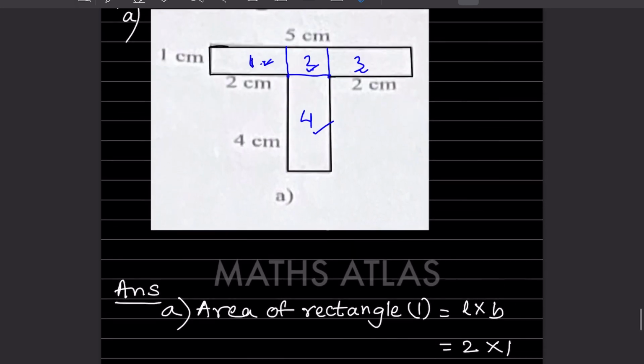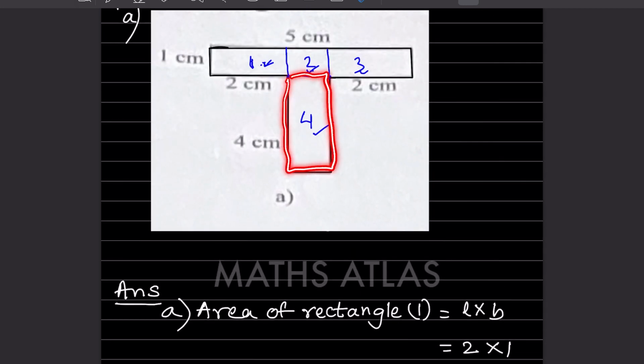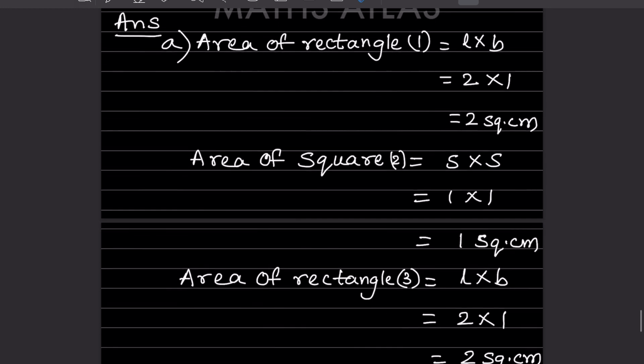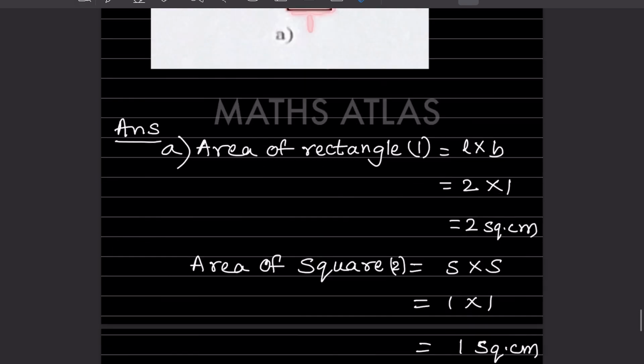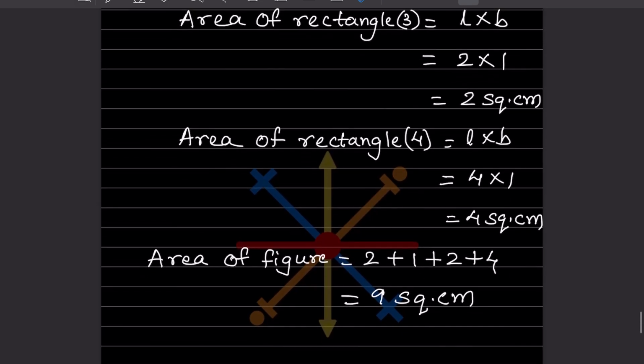Now let us see this fourth one. What did they do here? So here we have written, see here, this is 4. And now we have seen this is 1, means this part also is going to be 1. So this is the length and this is the breadth. So this is going to be 4 into 1.